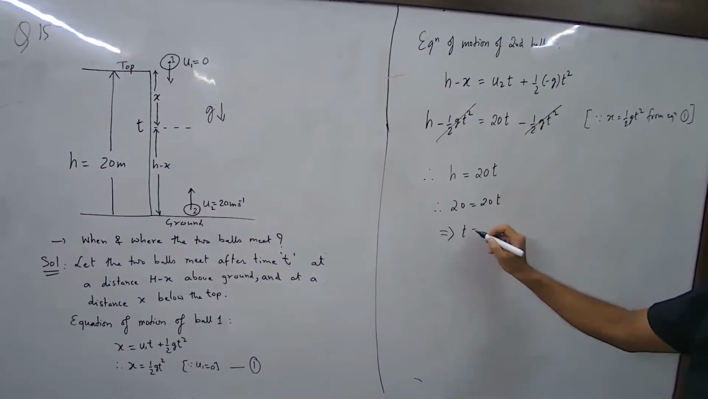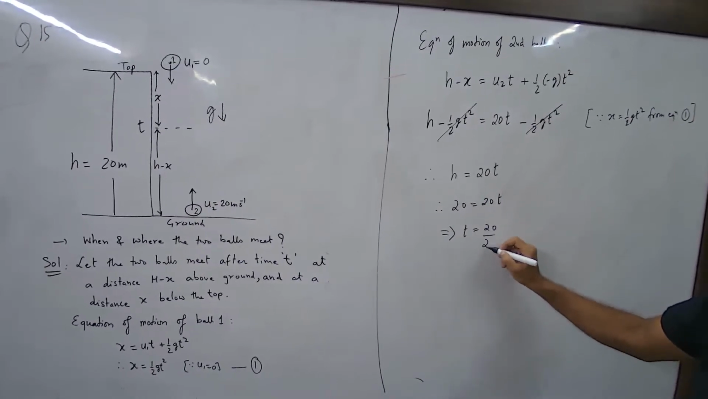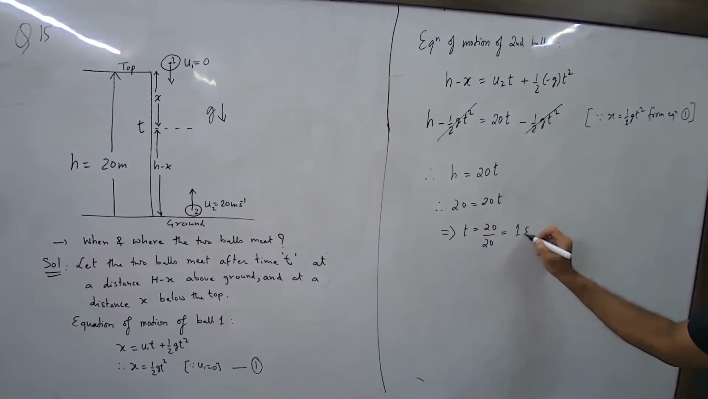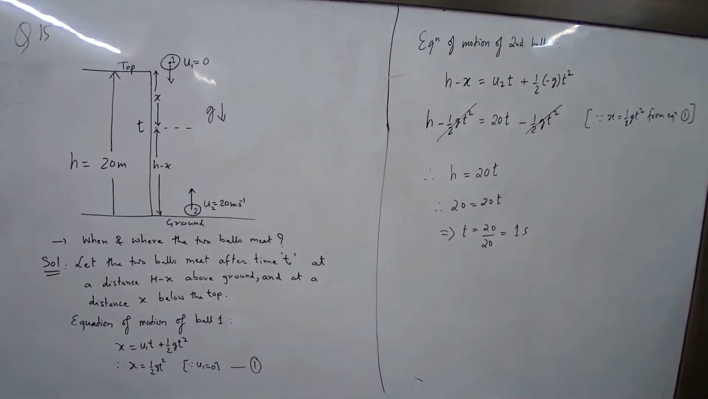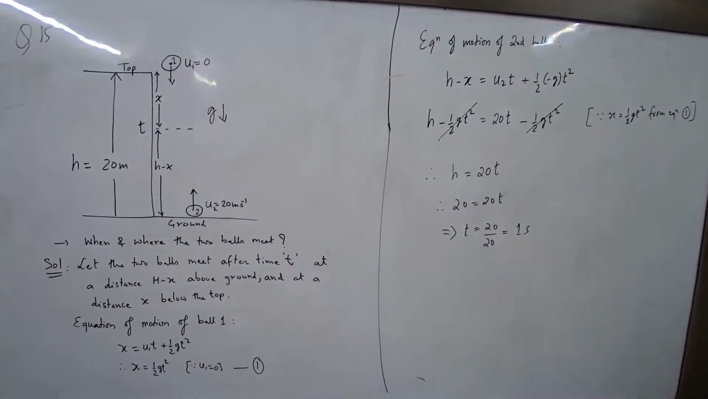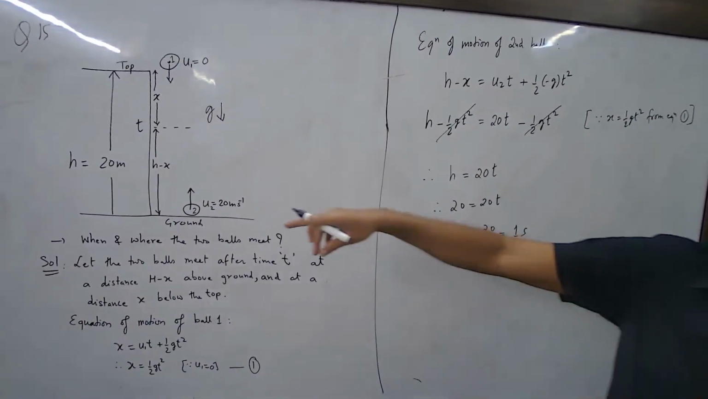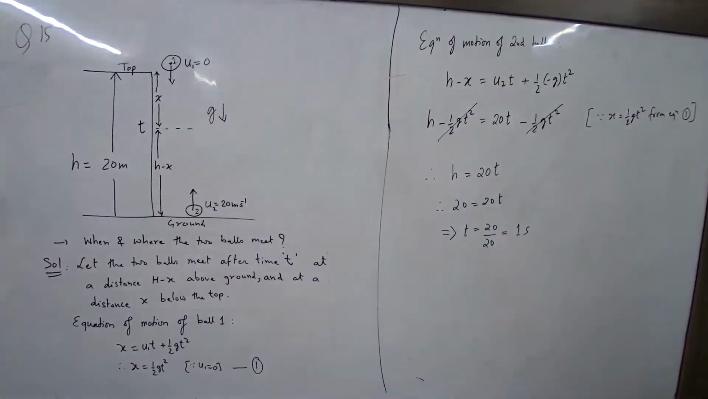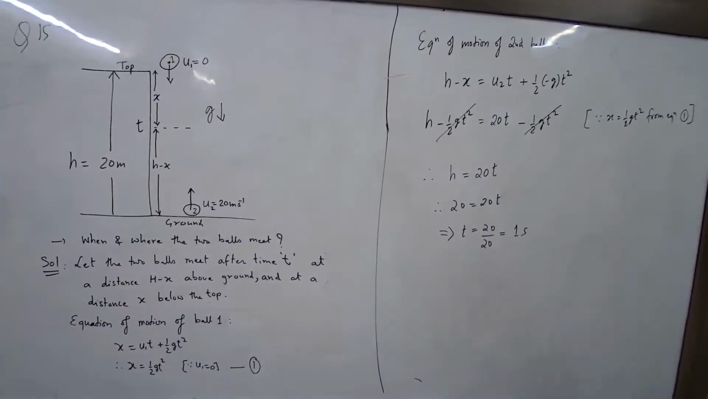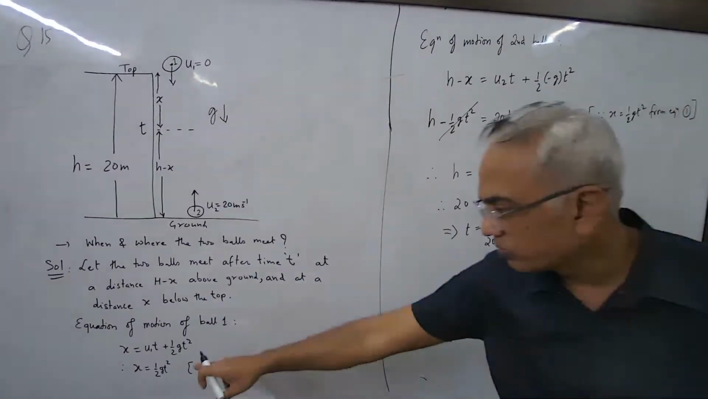This means T is equal to 20 by 20, so T is equal to 1 second. Okay, how much is T? 1 second. So both balls will meet after 1 second. So now what is H minus X? So you substitute T in equation 1.